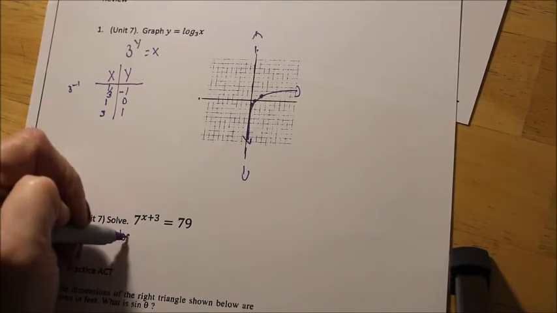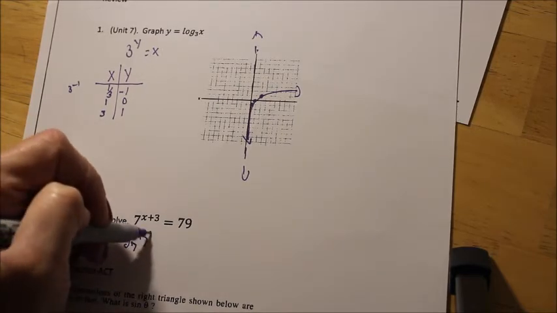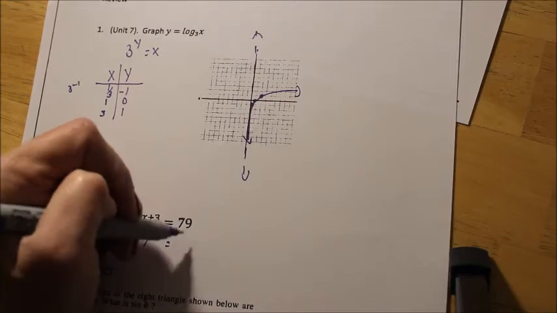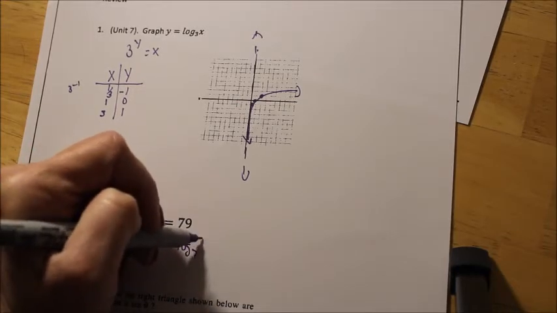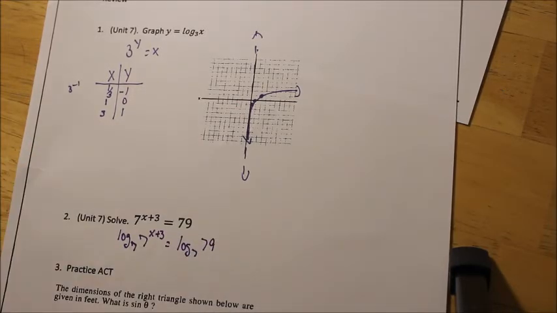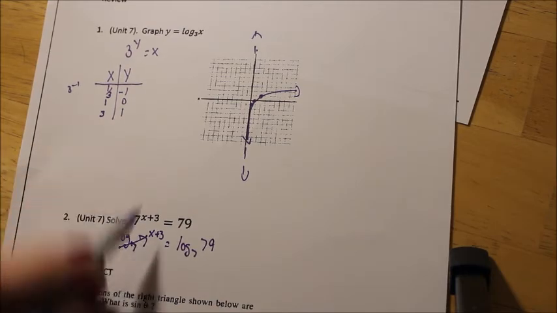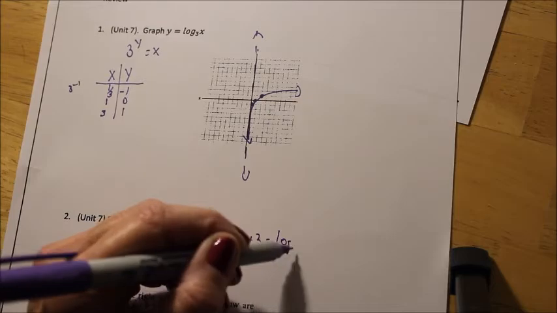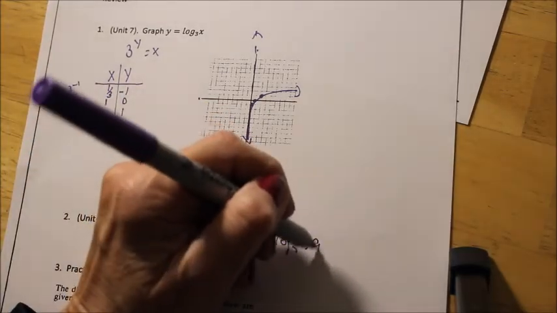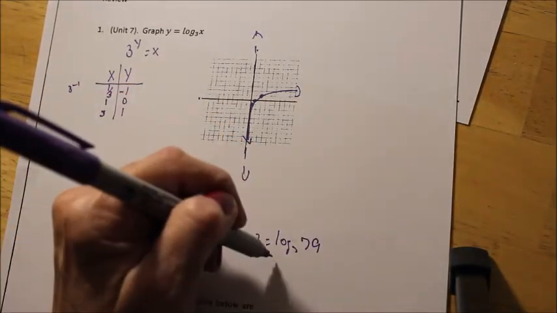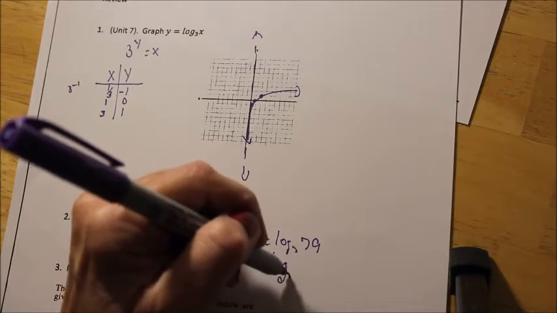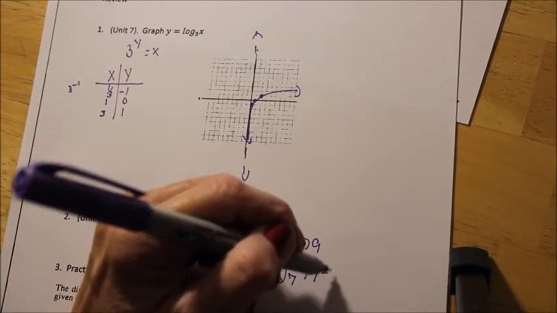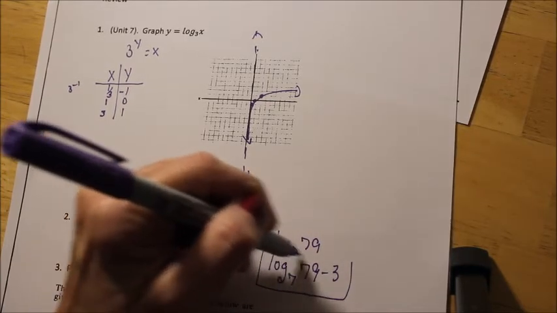So I would have to take the log base 7 of 7 to the x plus 3 equals the log base 7 of 79. So remember, that cancels, and you're just left with x plus 3 equals log base 7 of 79, and then you would subtract 3 from that. So it would be log base 7 of 79 minus 3, and then you could calculate that.